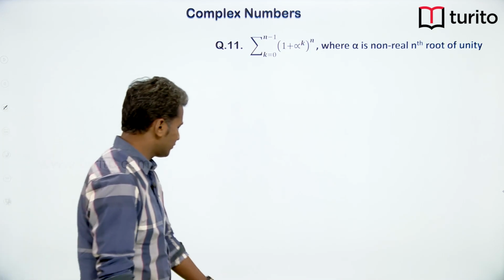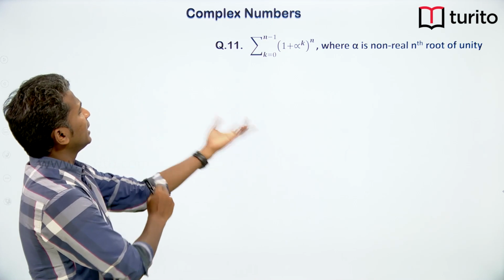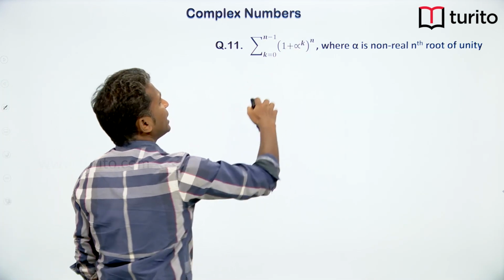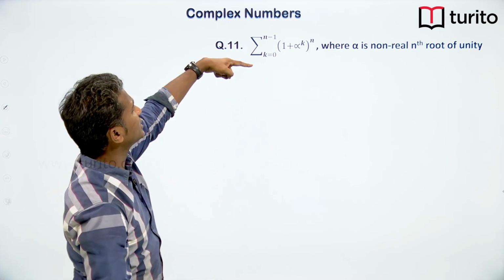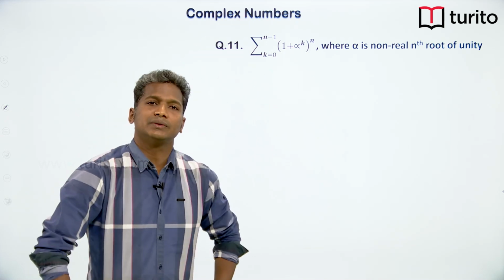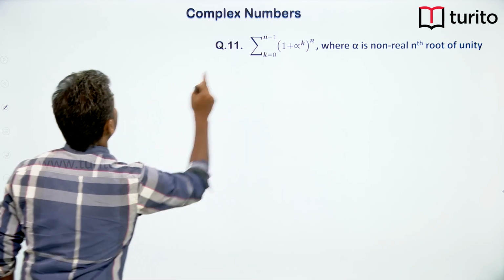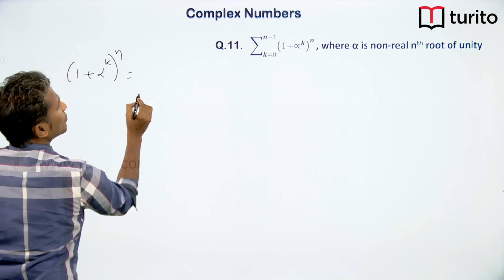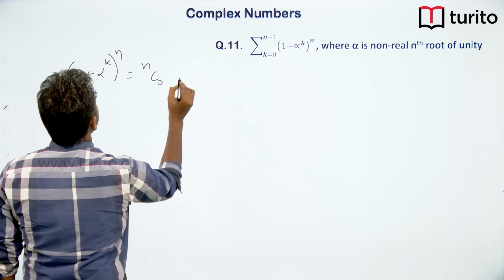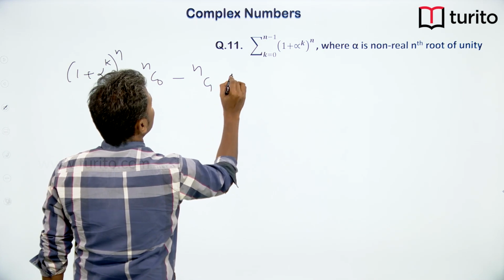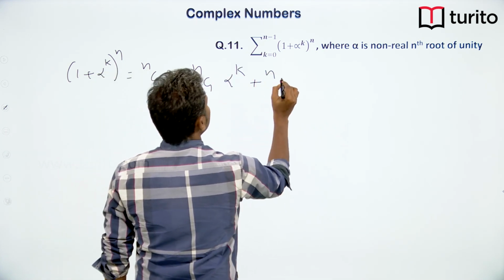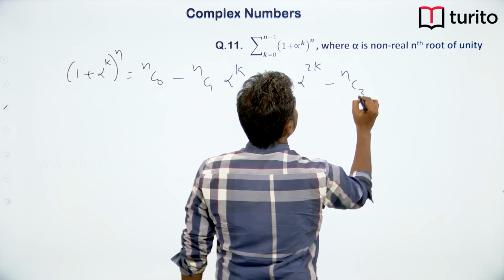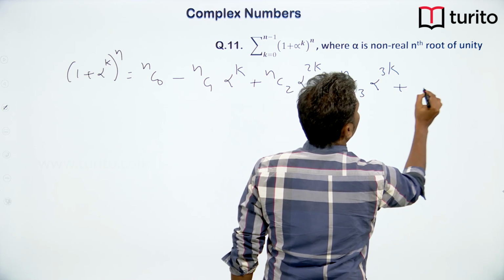So, there is one more question here. It says 1 plus alpha power k, whole power n, has to be expanded, and k has to be varied from 0 to n minus 1. Now, if I expand this, 1 plus alpha power k whole power n, what do you get? nC0 plus nC1 into alpha power k plus nC2 into alpha power 2k plus nC3 into alpha power 3k and so on.